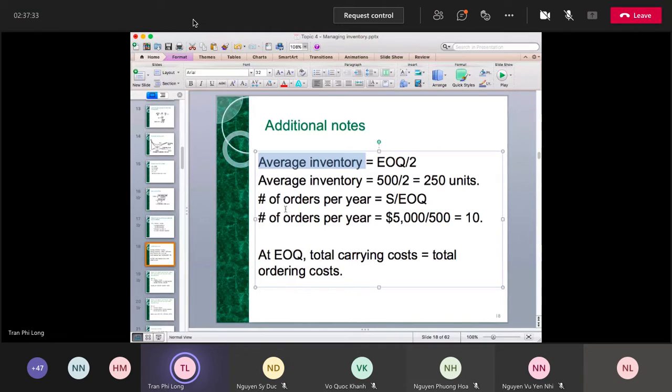Or maybe I can ask you the optimal number of orders per year. So you have to calculate the Q star and then you take the S divided by the Q star, something like this, and then you can find out the optimal number of orders per year.